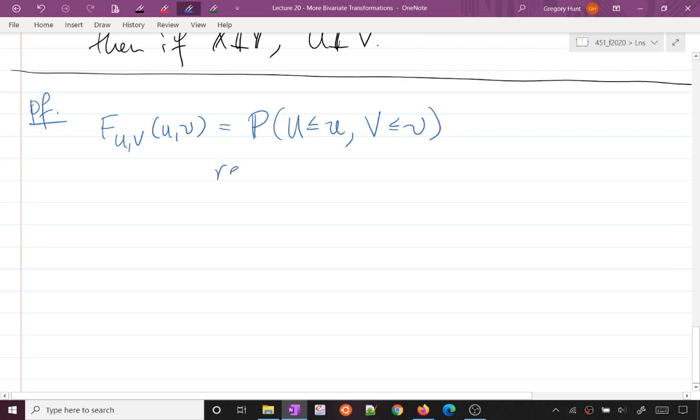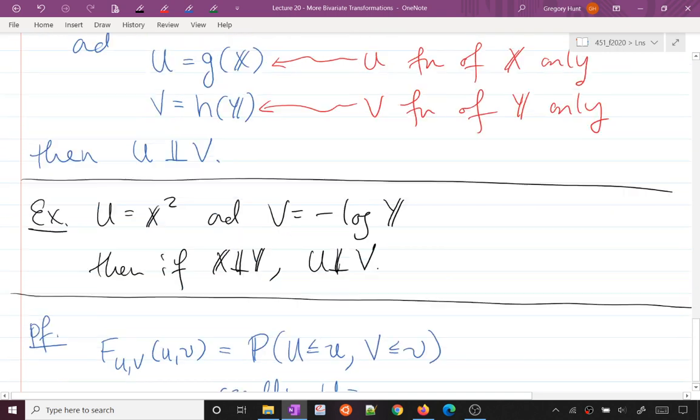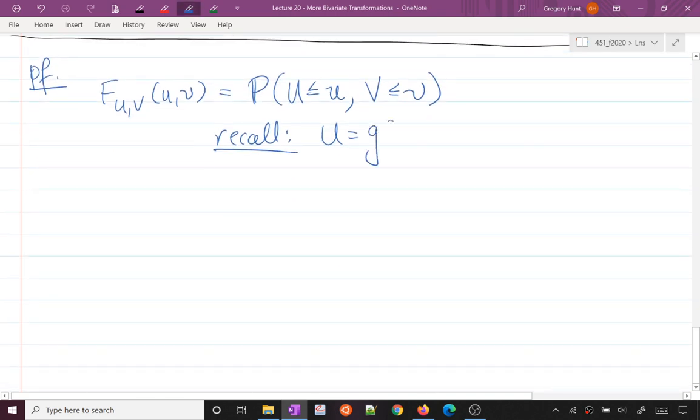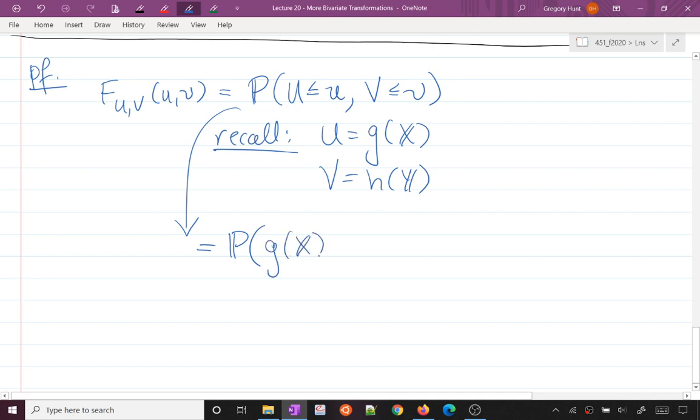And recall that in our example, u is g of x and v is h of y, right? So the probability that u is less than or equal to little u is the same thing as saying g of x is less than or equal to little u, and v being less than or equal to little v is the same thing as saying h of y is less than or equal to little v.